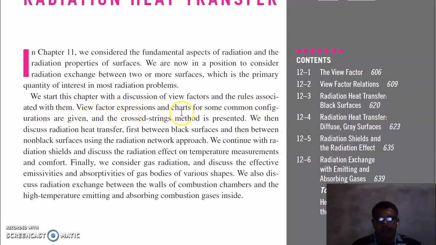View factor expressions and charts for some common configurations are given. We then discuss radiation heat transfer, first between black surfaces and then between non-black surfaces, using the radiation network approach.